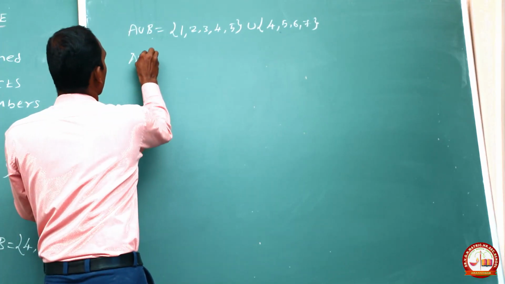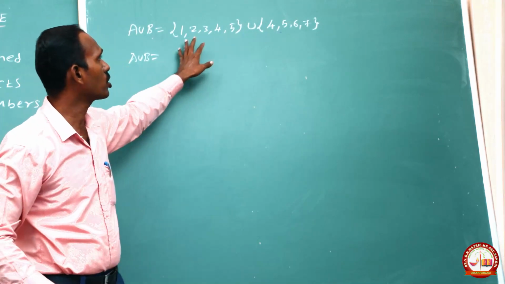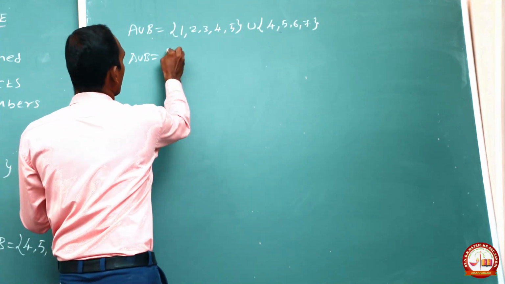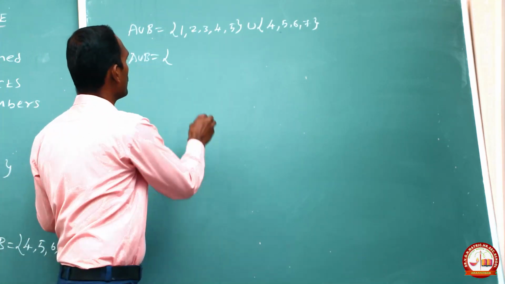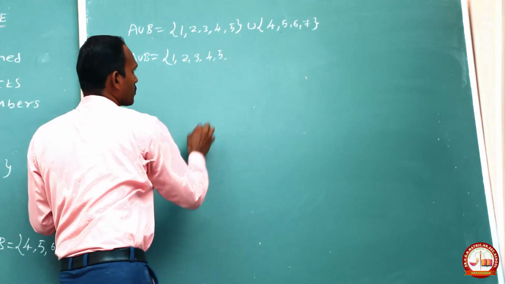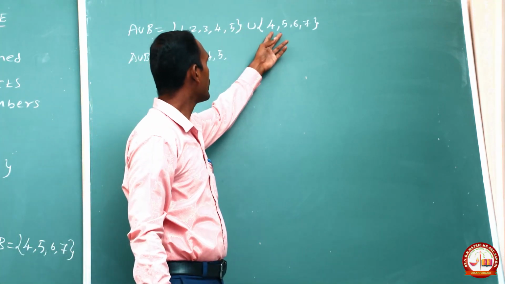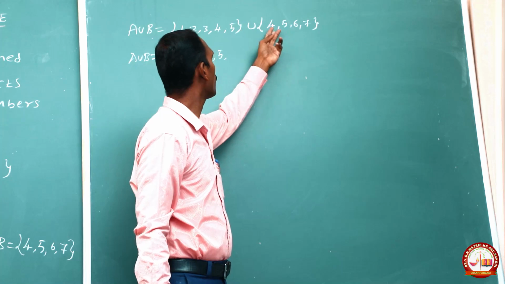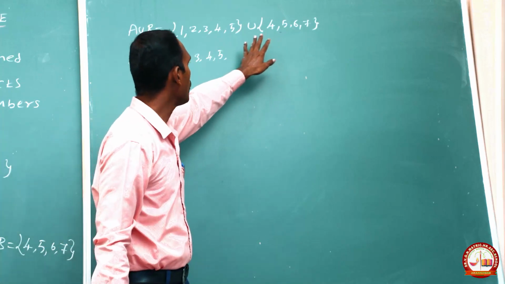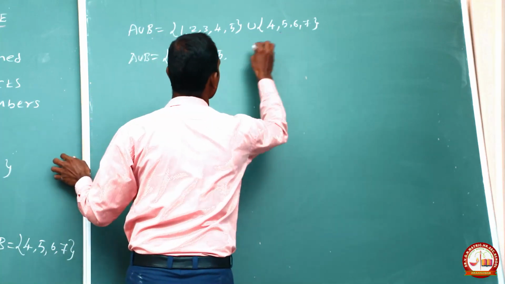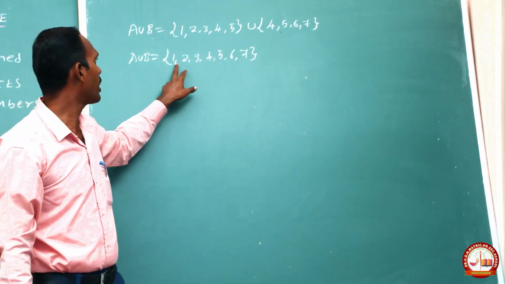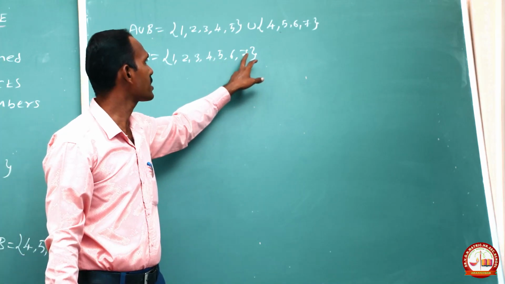A union B means we have to write all the elements in both sets, but with only one condition: don't write the repeated elements. Okay, so first we write the A set of elements: 1, 2, 3, 4, and then 5. We go to the B set. Here is also 4 and 5. So 4 and 5 are repeated elements. So don't write the repeated elements. Leave the 4 and 5, and then we write the remaining elements 6 and then 7. So A union B equal to {1, 2, 3, 4, 5, 6, 7}.